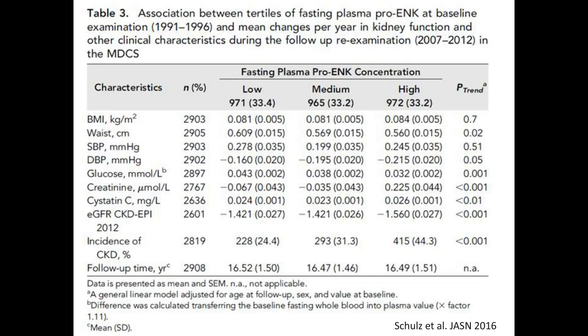the lower will be the increase of waist circumference, and also the lower will be the progression of your diastolic blood pressure. And same thing with glucose decreases. But the decline of eGFR, if you look here, you see that clearly those people who have a high level of proenkephalin at baseline, over this follow-up period, have a significantly greater fall or decline in their estimated GFR during these 16 years of follow-up.